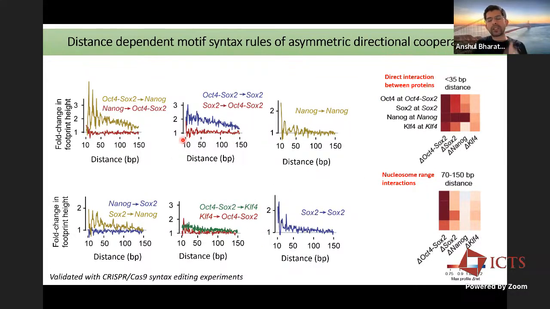We have a lot more other stuff, all kinds of spacing dependencies. This periodicity is very specific to NANOG, by the way. We don't see it for everything else. But there's all kinds of interesting distance-based effects: there's direct, very short range cooperativity, and then there is nucleosome range, up to 150 base pairs. There's actually cooperative effects. That's probably chromatin-mediated cooperativity.